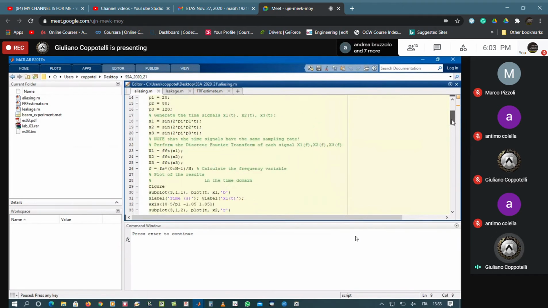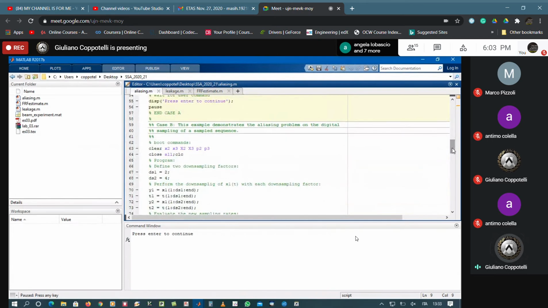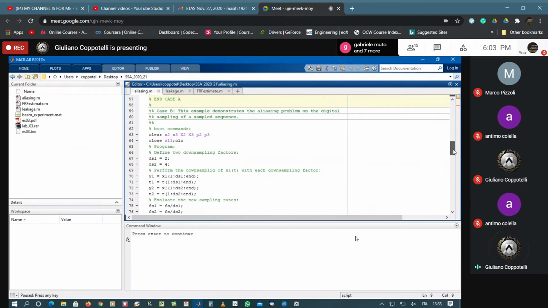Okay, now let's move to the next step. Let's see if we can have additional discussion on this aliasing. Let me introduce, for example, the downsampling. That is just, let's assume to consider only one after a given number of samplings in your measuring, in your recorded data. So instead of considering all the time samples, I'm considering, for example, here every 2 or every 4, just to give you an idea.